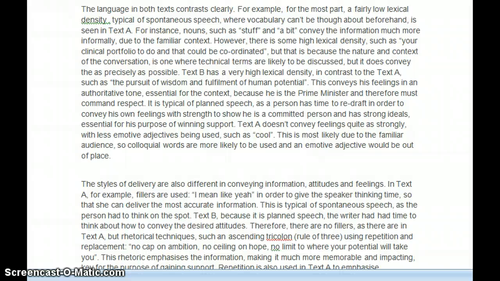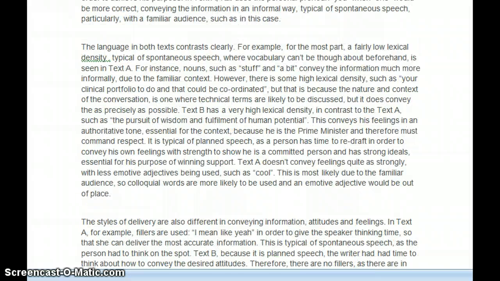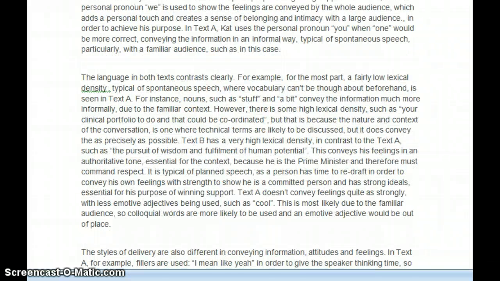So if we look at the bottom of the previous paragraph, which looked at the informality and the familiar audience, you would say that this informality is emphasised or comes across even more clearly through, and then start looking at the vocabulary used. For instance, nouns such as stuff and a bit convey the information much more informally due to the familiar context. That's really nice. You're focusing on an individual word or phrase, which is really nice.